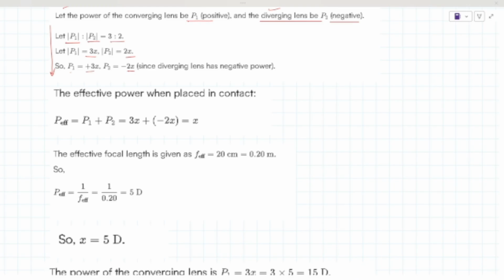So see here, the effective power when placed in contact. Effective will be P1 plus P2. That will be 3x plus minus 2x, so 3x minus 2x. It is x only.